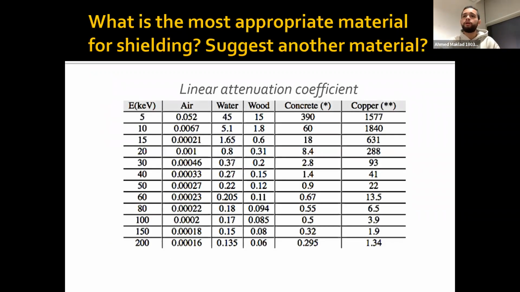This basically tells you that copper has the best shielding abilities, but we can't use copper because copper is very expensive compared to lead. So we prefer to use lead instead of copper, although copper is the best, right?